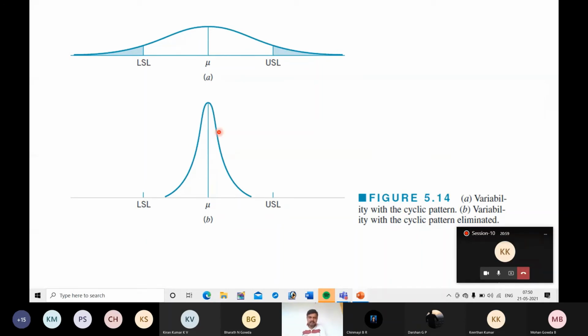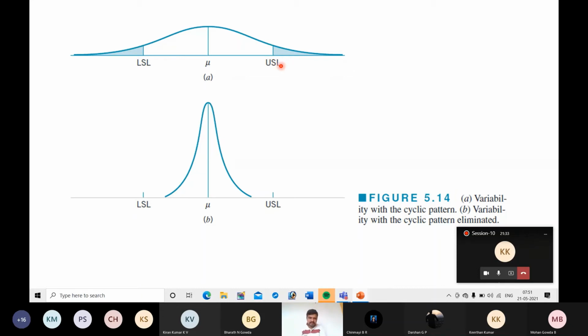Variability with the cyclic pattern. If there is a cyclic pattern, the number of components that we are going to get at the center line, or the mean value, will be less, and there will be more variation. The cyclic pattern may be because of worker fatigue, quality of the raw materials, tool wear, or heat or stress buildup.